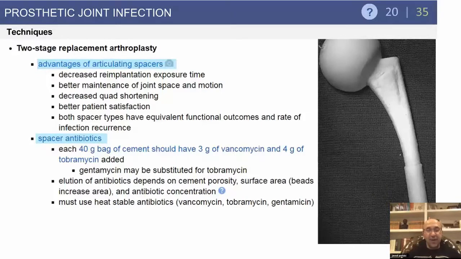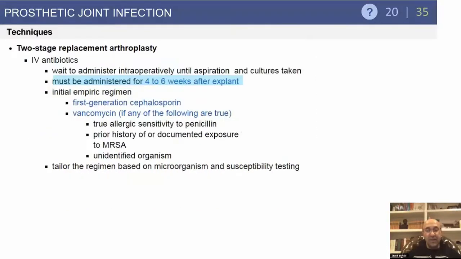The prefabricated spacers may not contain adequate antibiotics. Elution of antibiotic does depend on the cement porosity, surface area, and the antibiotic concentration. So the higher the concentration, the higher the local delivery of antibiotics. And because of that, you might consider fashioning the spacer intraoperatively.